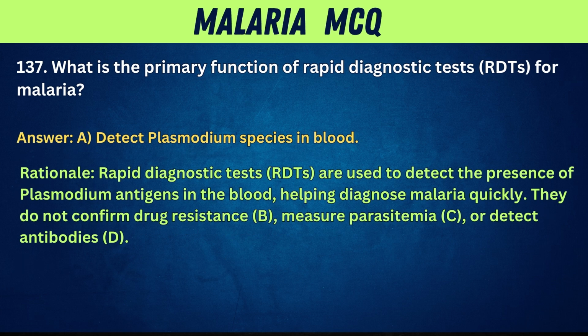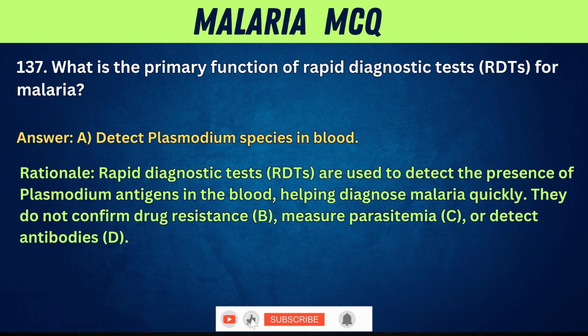Detect Plasmodium species in blood. Rationale: rapid diagnostic tests, RDTs, are used to detect the presence of Plasmodium antigens in the blood, helping diagnose malaria quickly. They do not confirm drug resistance, B, measure parasitemia, C, or detect antibodies, D.